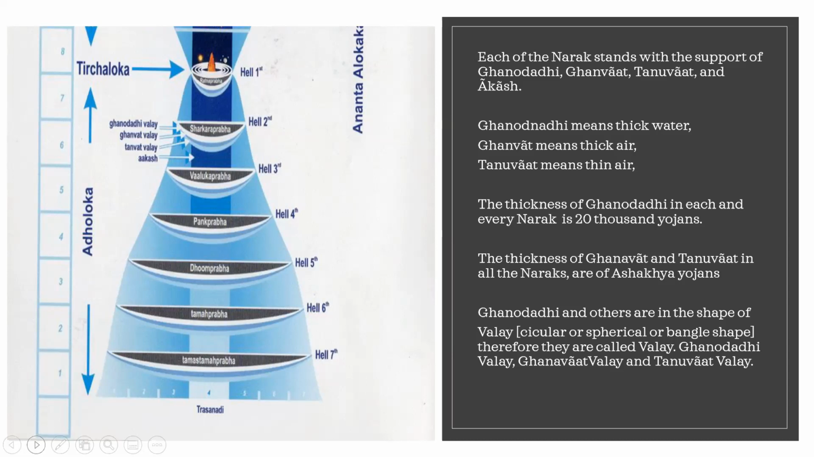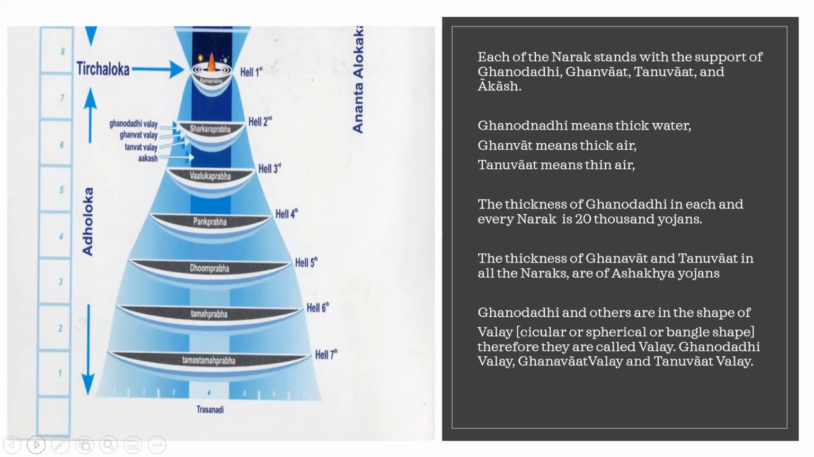After that, there is Ganvat. This Ganvat is Asankhya yojans. After that, it's Tanvat, and Tanvat is also Asankhya yojans. And after that, there is Akash, which is also Asankhya yojans. So that is how each of these 7 Narkavas are structured.